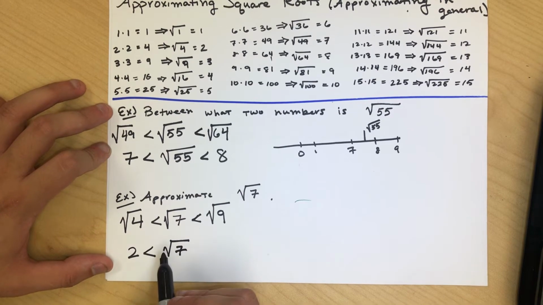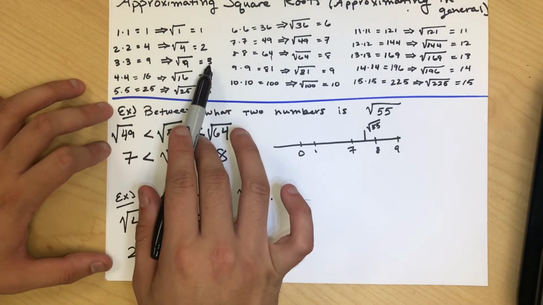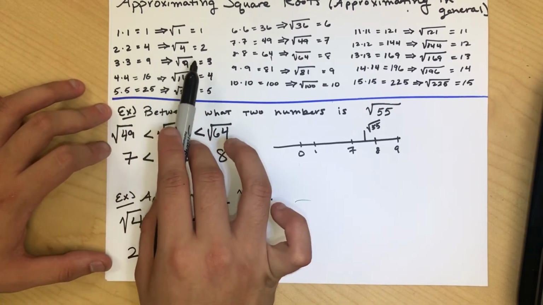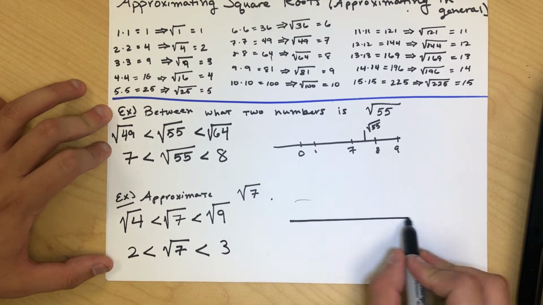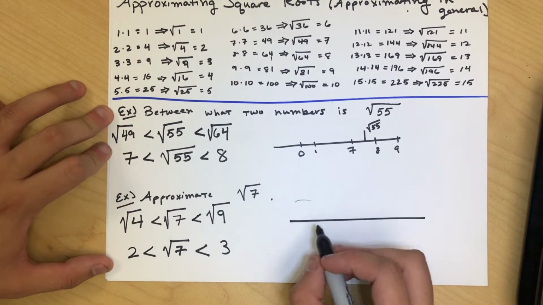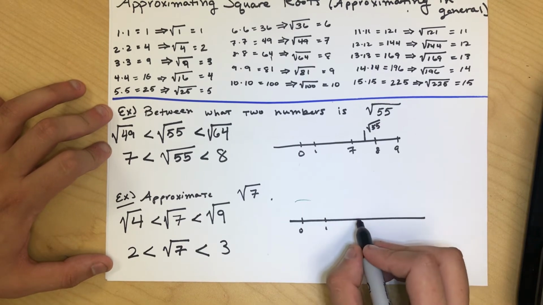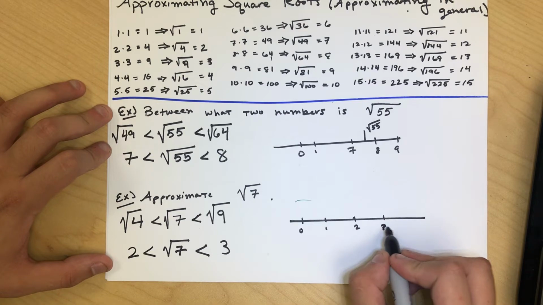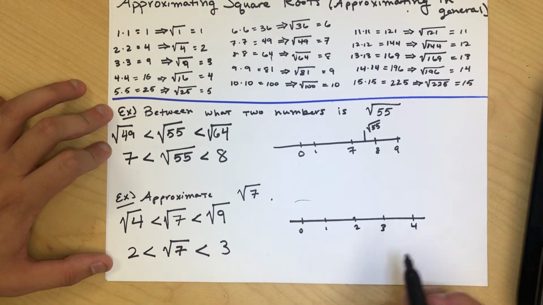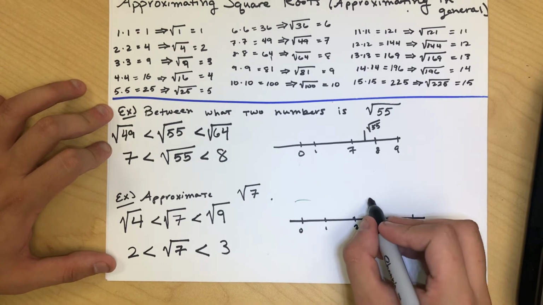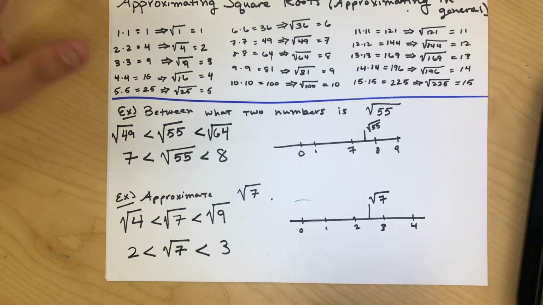Right? We're trying to approximate it. Less than the square root of 9, which we do know. The square root of 9 is 3, because 3 times 3 is 9. And there we go. We have that the square root of 7 is in between 2 and 3. So we can do the same thing as before with the number line. And the square root of 7 is somewhere between 2 and 3. Maybe we'll just put it right here. So there we go. We have the square root of 7.